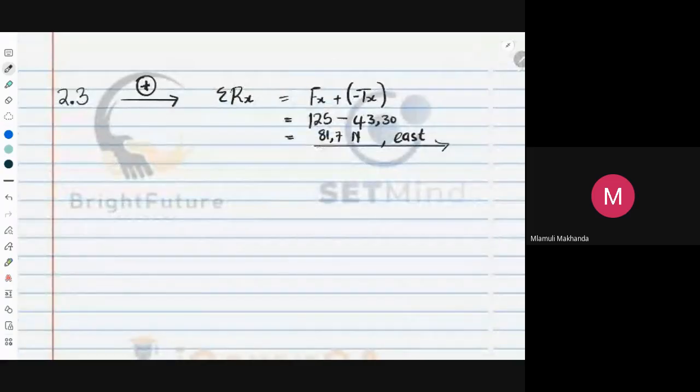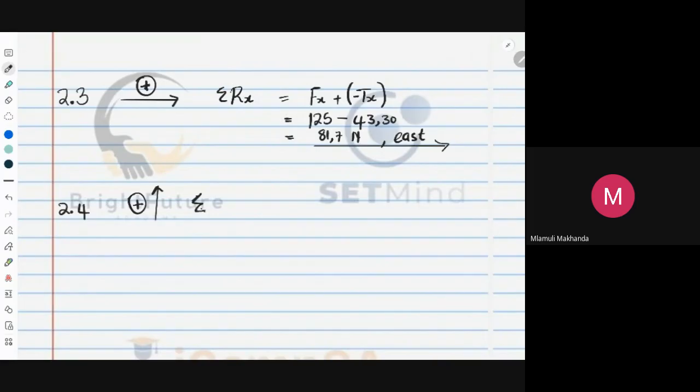Okay, so let's go to 2.4. They want Ry in 2.4. We read it with you. I choose up as positive. Remember why I choose up as positive? It's just convenient to me. You can choose down. It's up to you.